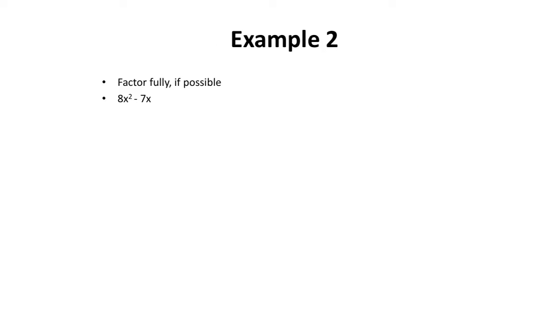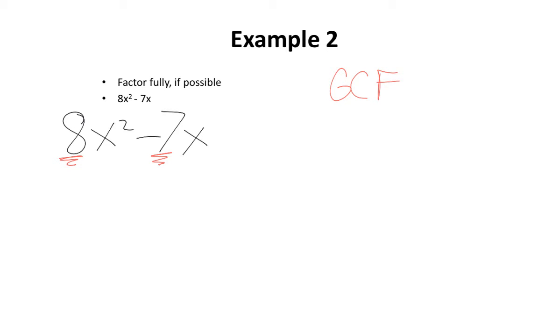In our second example, we want to factor the expression 8x squared minus 7x. I'm going to rewrite the question. 8x squared minus 7x. First thing I want to do is look at the numbers in this expression. I have a coefficient of 8 here, and I have a coefficient of 7. On the side, I'm going to write, what is the greatest common factor of 8 and 7? You can use prime factorization, or if you're good at your times tables, you should figure out that the greatest common factor of 8 and 7 is 1, because 7 is a prime number.